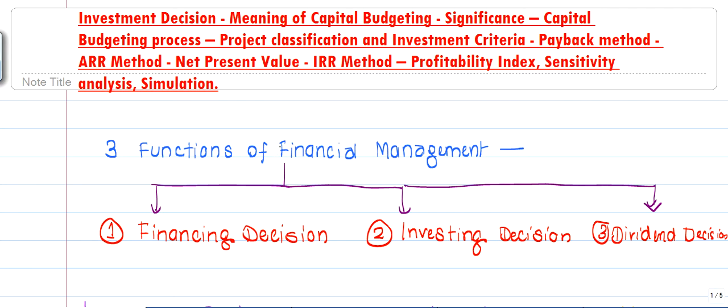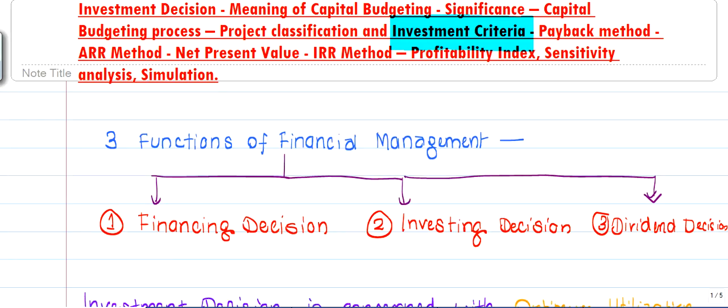We will continue with our investment decision chapter. Today we will see investment criteria. Under that: payback method, ARR method, net present value, IRR method, profitability index. We'll see that. What is investment criteria?